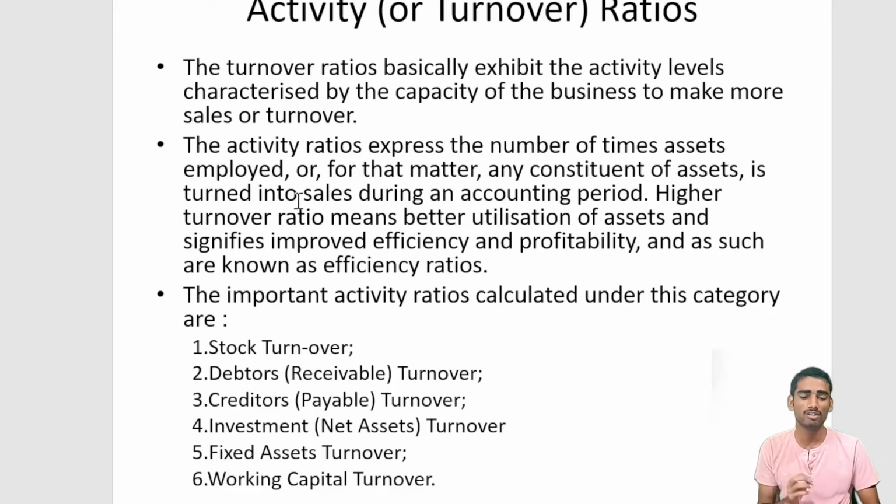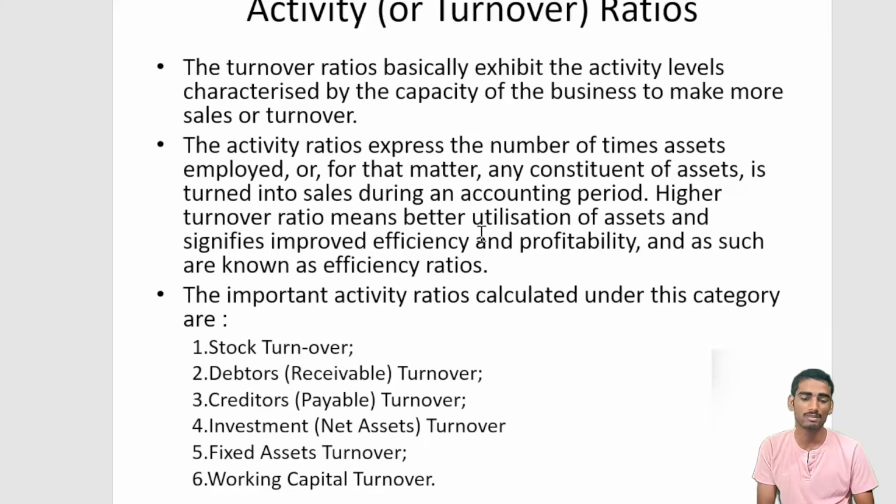So activity ratio expresses the number of times assets employed, or for that matter any constituent of assets, are turned into sales. It depicts the ratio expressed in the number of times assets are employed. Means कितने time भाई assets जो employed हुआ है, it is turned into sales. Means किस तरह से assets, according to the time gap, किस तरह से convert हुआ in the sale.